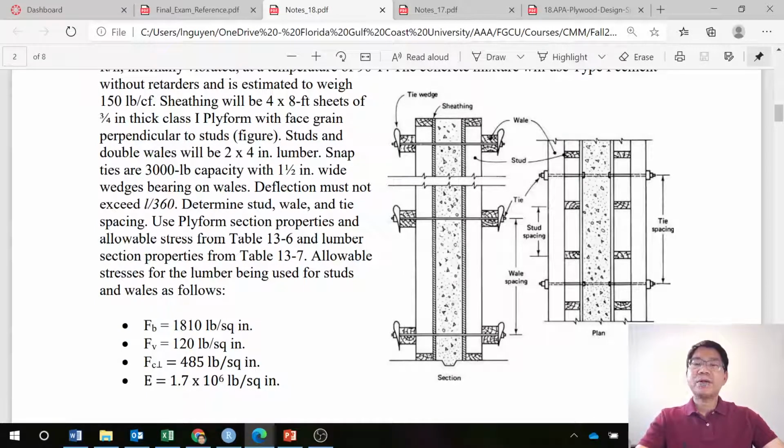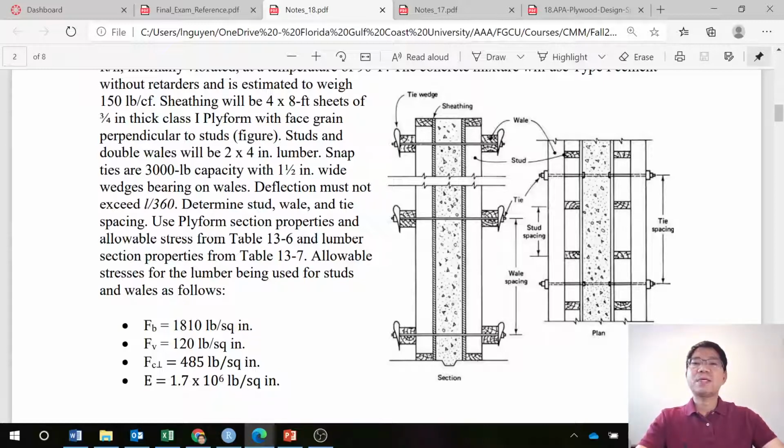Snap ties are 3,000 pound capacity with a 1.5 inch wide wedge bearing on the wale, so 1.5, 1.5. So you have the wedge in there. Deflection must not exceed L over 360. Determine the stud, wale, and tie spacing.